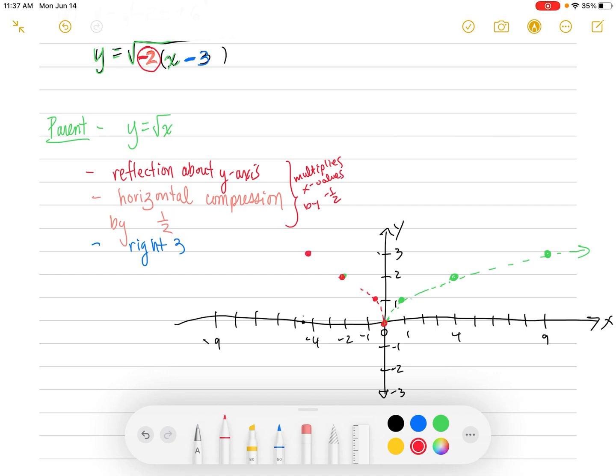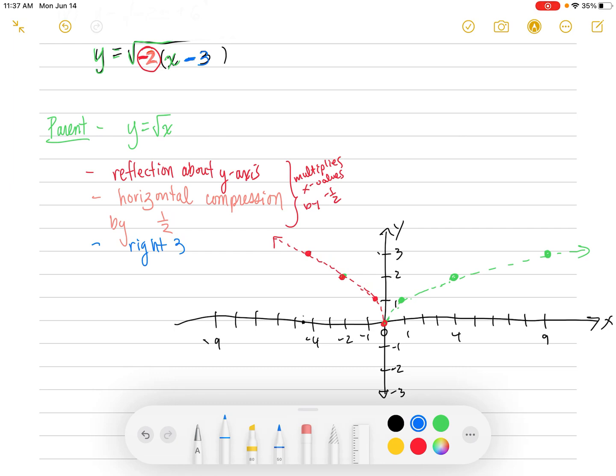That's not too pretty. Let me try this one more time. Okay, that's better. So basically what we've done, we flipped the green graph about the x-axis. I'm sorry, the y-axis, right? And then we kind of scrunched up the green graph into a smaller space. So it's compressed.